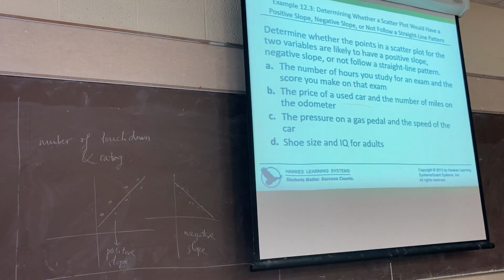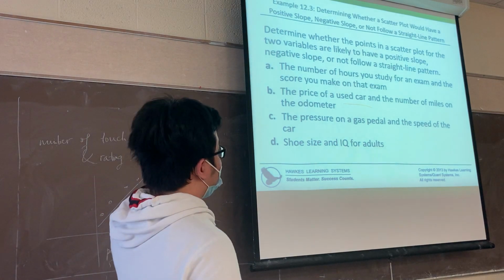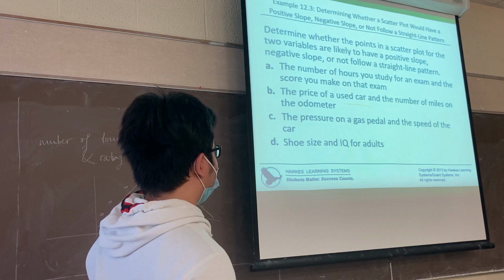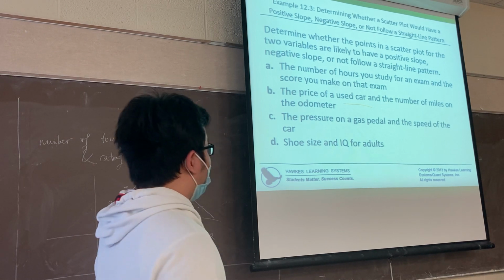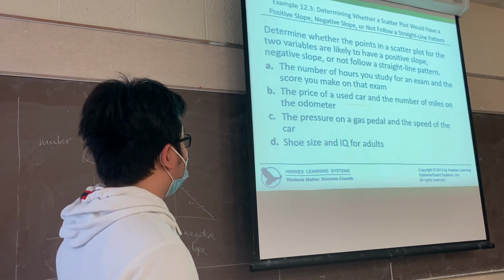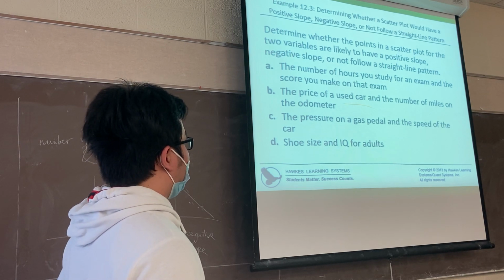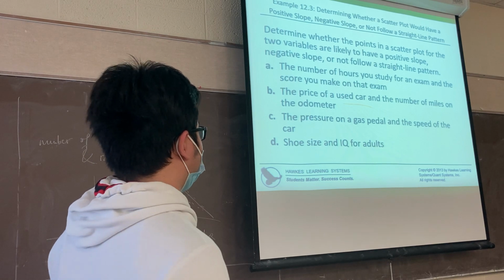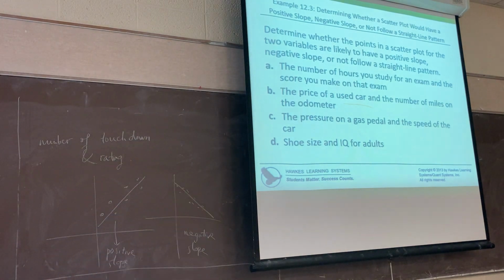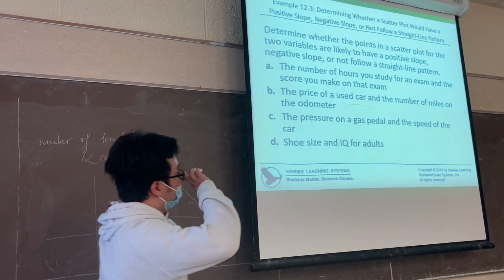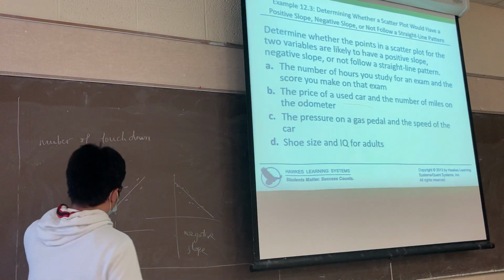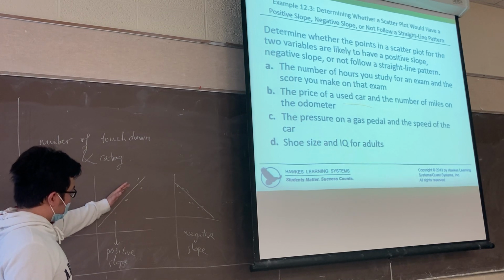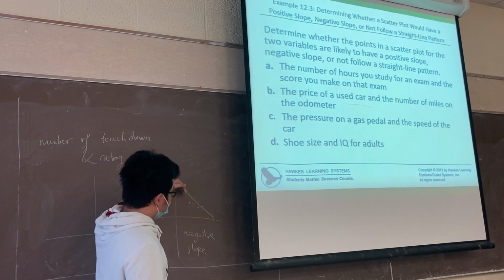Now we will move on to the example here. In this example, you will guess the relationship between them. Determine whether the points in the scatter plot for the two variables are likely to have a positive slope, negative slope, or not follow a straight line pattern. Positive slope means that this will increase, and negative slope means this will decrease.